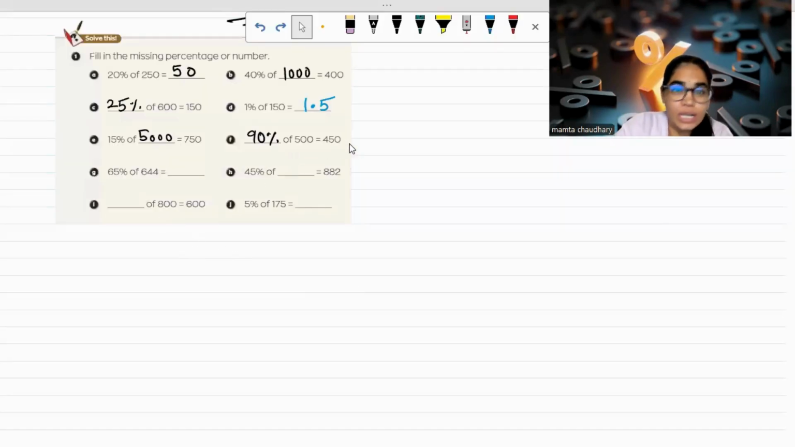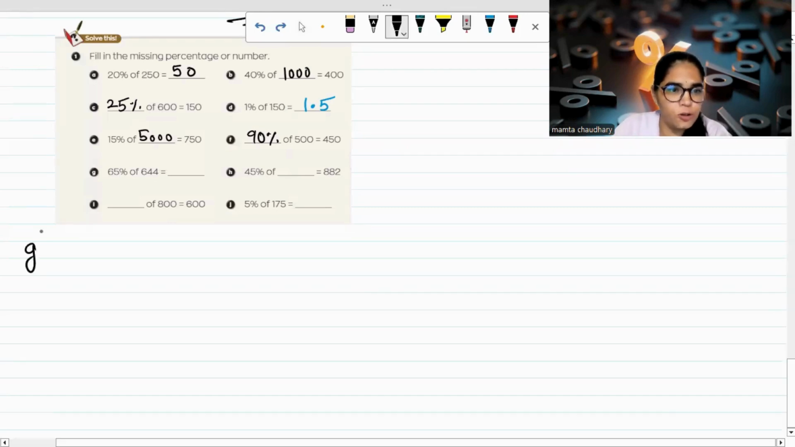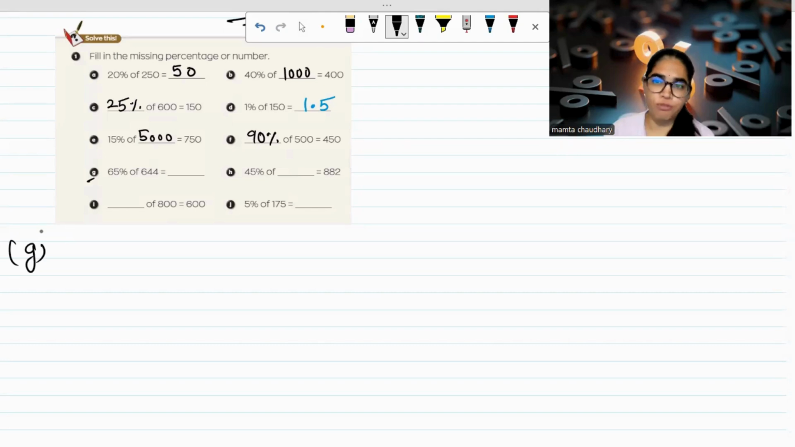So now till F bit we are done. Now we'll start with G bit. G bit says 65% of 644 equals to, you have to find 65 percentage of 644. It means the whole is 644, and from that you have to find its 65 percentage.